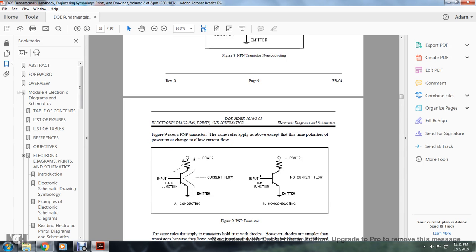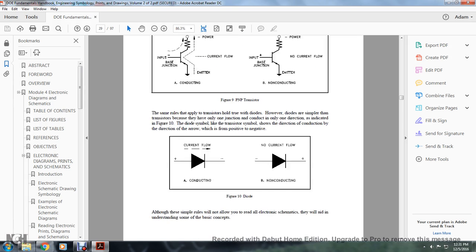Figure 9 shows the PNP transistor. The same rules apply, except for the polarities. Power must be changed to allow the current to flow. Your conduction goes from the emitter to the base junction input with the current flow, and going from the input to the power through the resistor. Also, non-conducting: input, base junction, emitter, and power, no current flow.